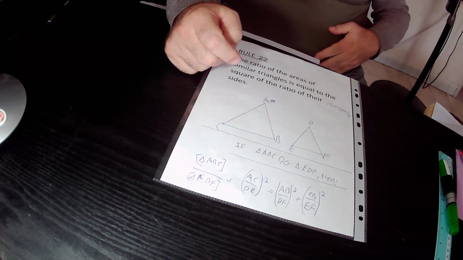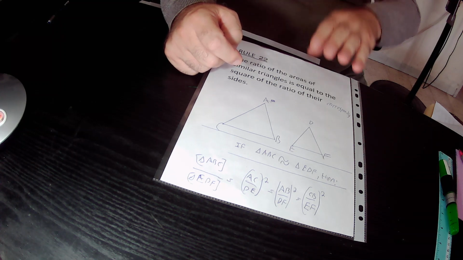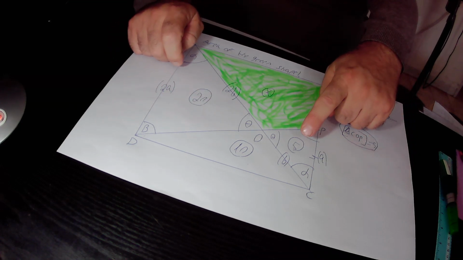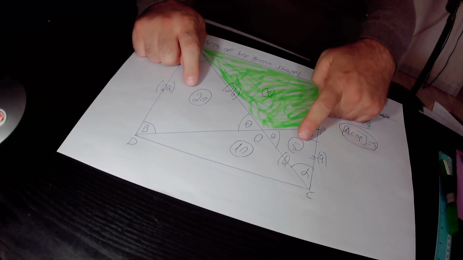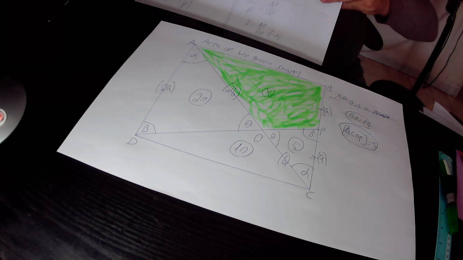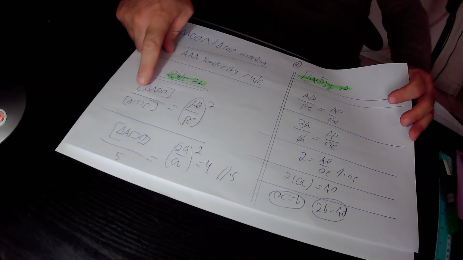Okay, so we can actually implement the new rule in our drawing. Why? Because in our drawing we have already found out that the big triangle AOD is similar to this small triangle COP. Therefore, we can implement here rule 22. According to rule 22, the ratio between the areas of those two similar triangles, that is the area of triangle ADO over the area of triangle COP, is the ratio between the areas of those two similar triangles.